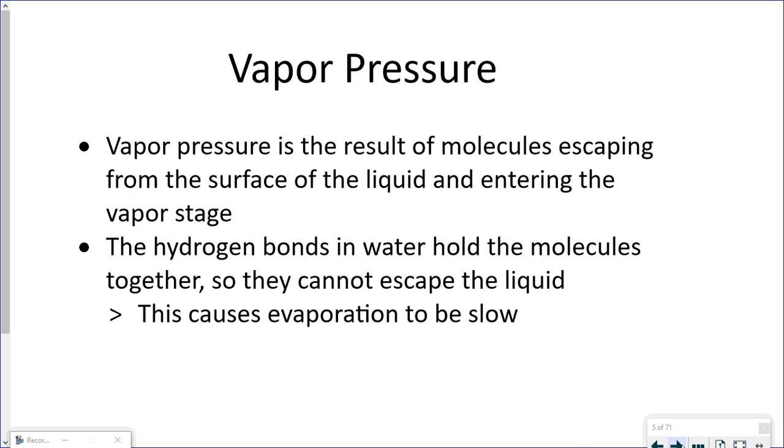Vapor pressure is the result of molecules escaping from the surface of the liquid and entering the vapor stage. So this is dealing with the evaporation part of water. The hydrogen bonds in water hold the molecules together so they cannot escape the liquid as easily. This causes their evaporation to be relatively slow. You could compare this if you put a cup of water in a windowsill. You know that the water will evaporate, but it's going to be slower than if you put a cup of rubbing alcohol near the window. The rubbing alcohol is going to evaporate more quickly than the water would.